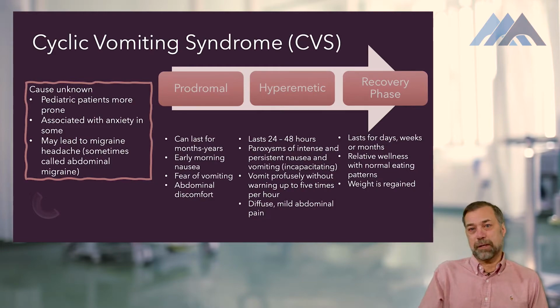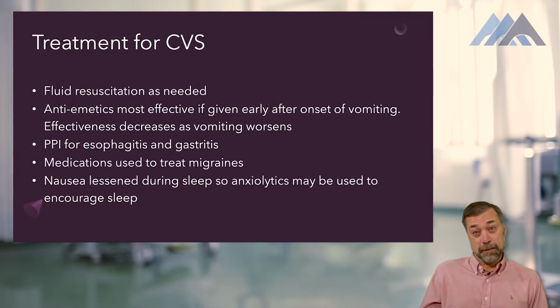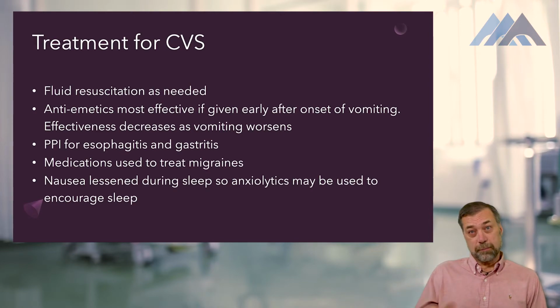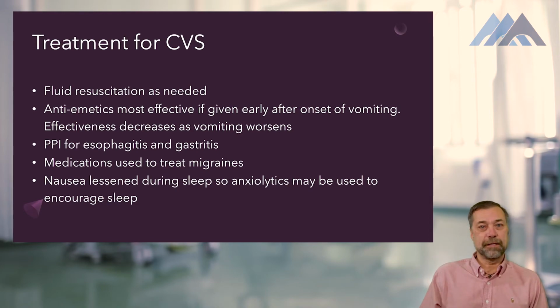So how do we manage the patient who might present to the emergency department with CVS, or cyclical vomiting syndrome? Well, especially if they come in during the vomiting phase, which is when we are more likely to see them, the patient may require fluid resuscitation just from the fluid loss of vomiting. Antiemetics may be used. However, it has been noted that antiemetics are most effective when given very early in the hyperemetic phase. The longer the patient waits to come in, the less effective the antiemetics will be. So getting those antiemetics on board early is to the patient's advantage.